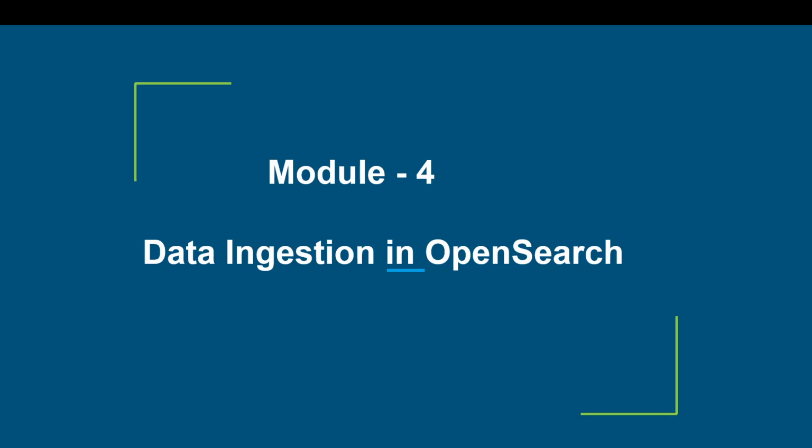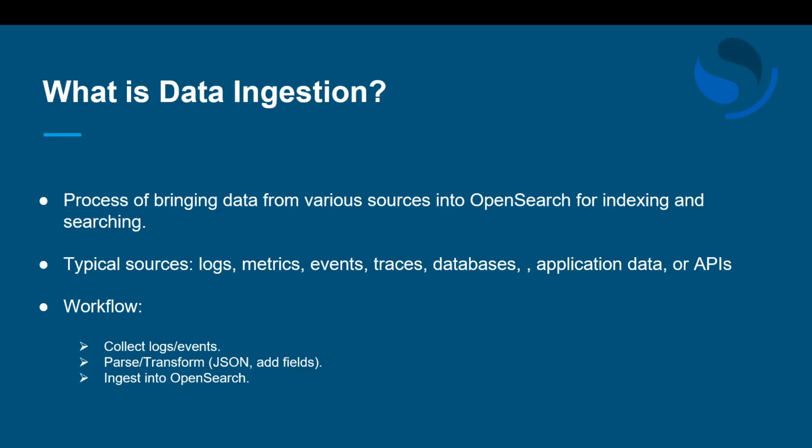Today we are going to start module 4 of the OpenSearch series, that is data ingestion in OpenSearch. So what is data ingestion? Data ingestion is like bringing all the data from various sources to OpenSearch and indexing it for searching. It is a process wherein you use this search engine, and whatever data you have collected from various places, you put all together into this and use it for searching specific information, like we do in Google.